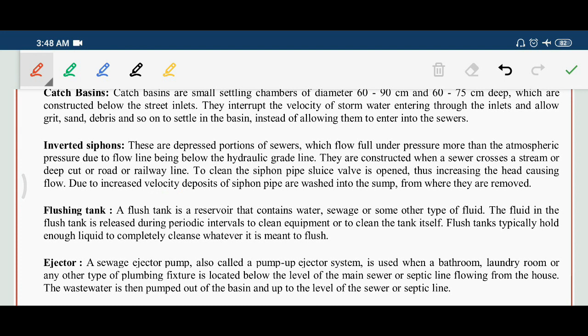Next we have the flushing tank. We all know that it is a reservoir that contains water, sewage or some other type of fluid. The fluid in this flushing tank is released during periodic intervals to clean the equipment. So this is nothing but a reservoir. Whenever there is a need, they will release this water or sewage at intervals to clean the equipment or the tank itself.